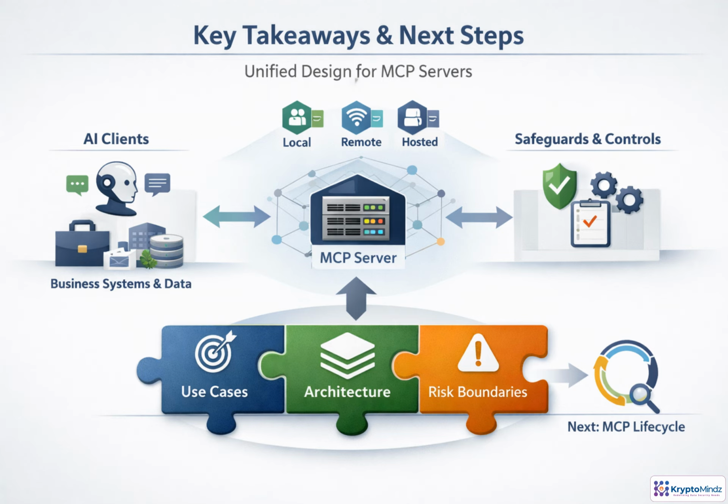The core lesson is that production MCP design is unified. Start with valuable use cases, choose an architecture model that fits your control and scale needs, then define risk boundaries through scopes, authorization, validation, approvals, and audit trails. When these decisions reinforce each other, MCP servers can safely connect AI clients to real systems. Next, we move from patterns to lifecycle.